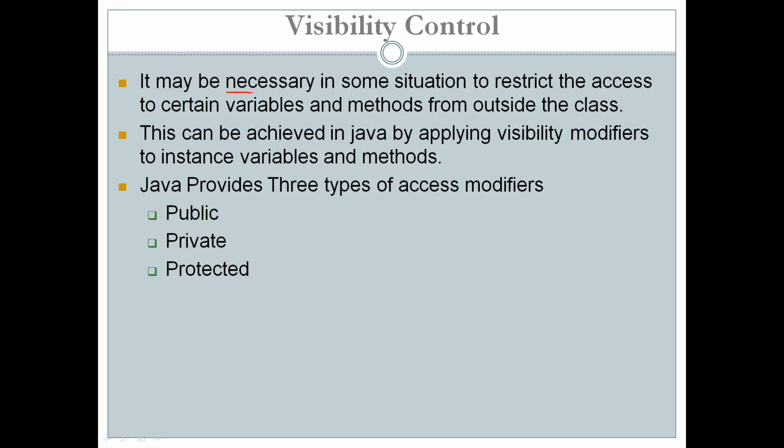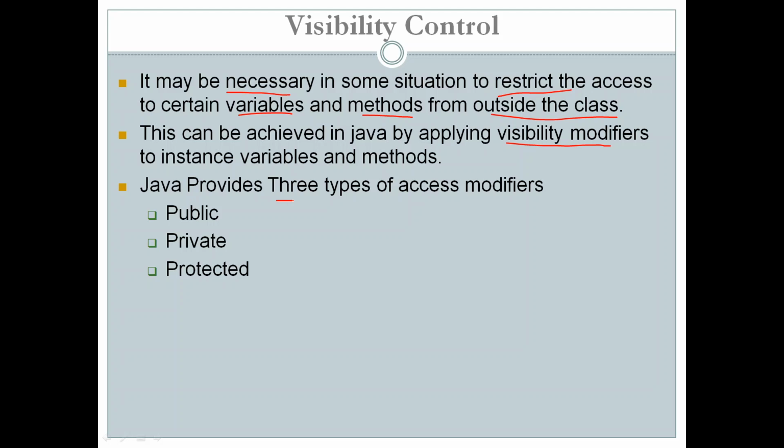It may be necessary in some situations to restrict access to certain variables and methods from outside the class. In some situations in our program, we may want our variables not to be accessed by some other class or outside the class. It should not be accessible, and this can be achieved in Java by applying visibility modifiers, or as I've said, visibility controls or accessibility controls.